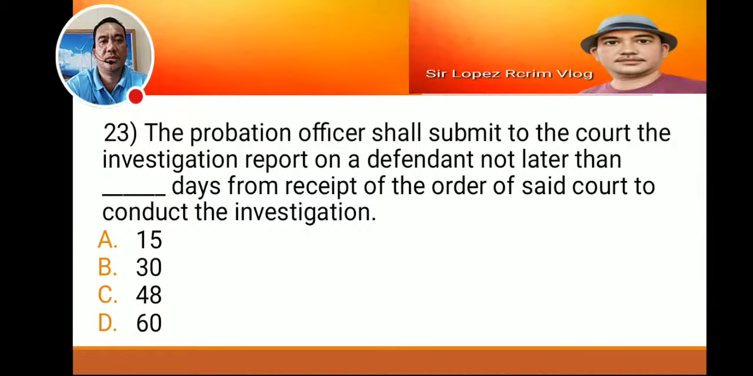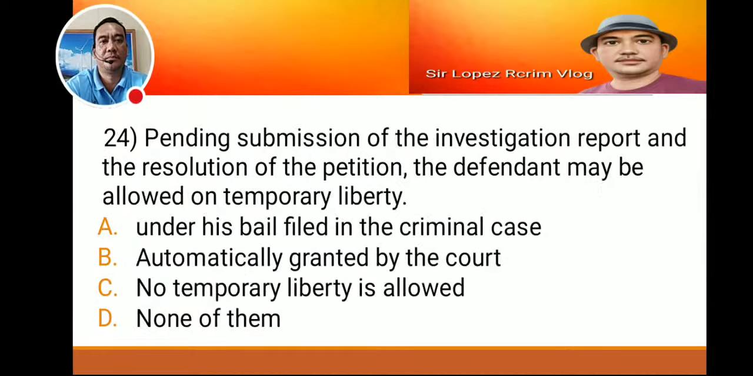Question number 24. Pending submission of the investigation report and the resolution of the petition, the defendant may be allowed on temporary liberty. Letter A, under his bail filed in the criminal case. Letter B, automatically granted by the court. Letter C, no temporary liberty is allowed. Or letter D, none of them.